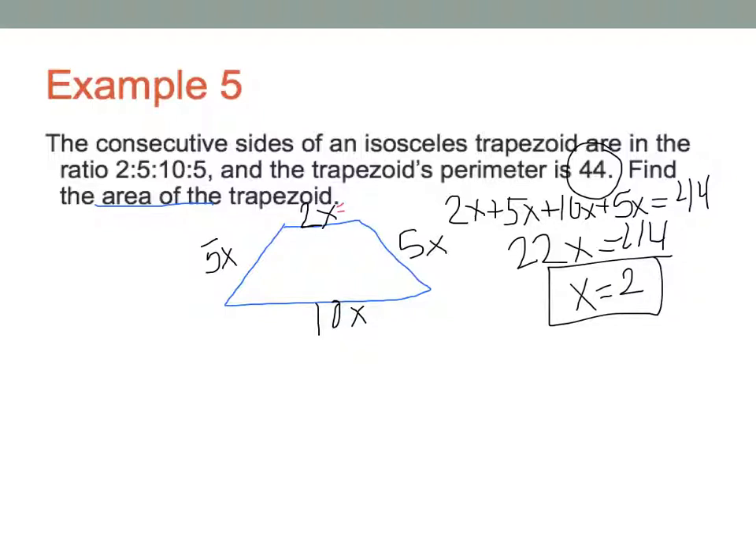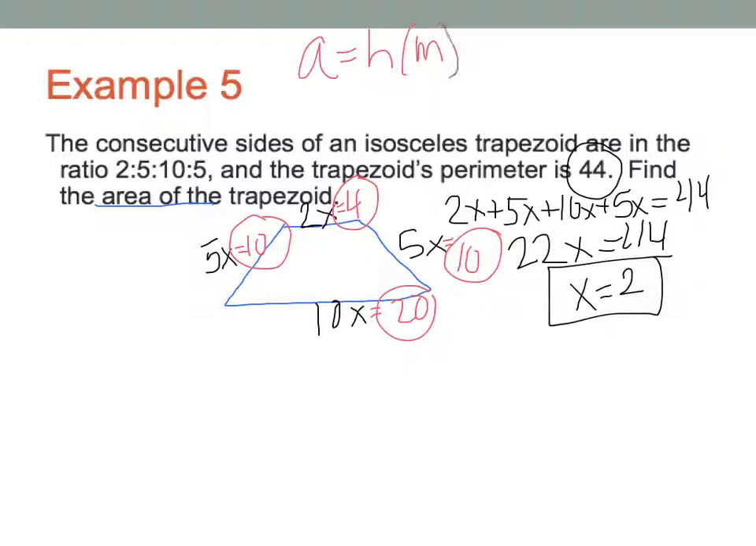This here is now going to equal 2 times 2, which is 4. This is going to be 5 times 2, which is 10. And this is going to be 10 times 2, which is 20. And again, this will be 10. These are my side lengths. And they're asking me for my area. So for the area, you need the height times the median. And the median is the sum of your bases divided by 2.